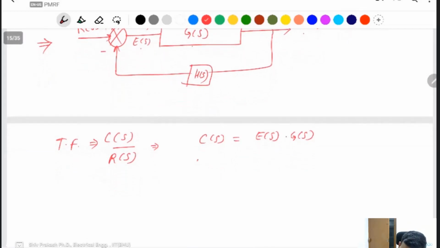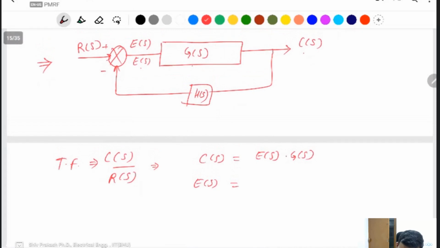Then what is the error? Error is input minus, R(S) minus, this is a negative terminal, that's why minus H(S) into C(S), because this is C(S). C is coming with the feedback gain. That's why H(S) into C(S) comes on the input side. Here it is R(S) minus H(S) into C(S).